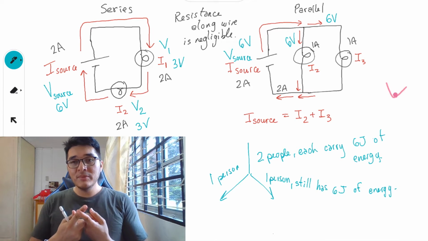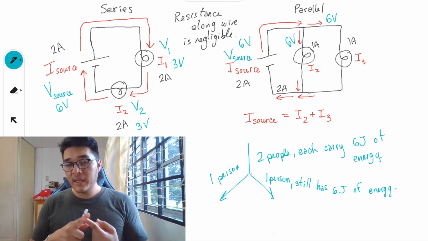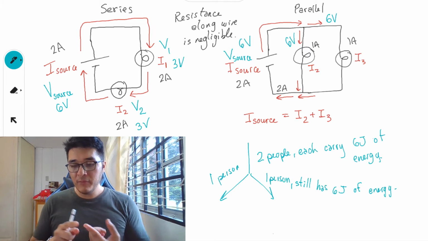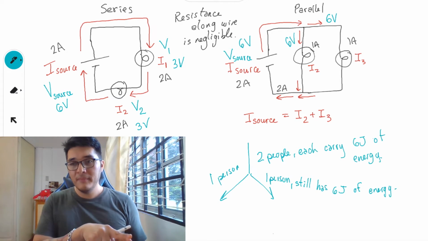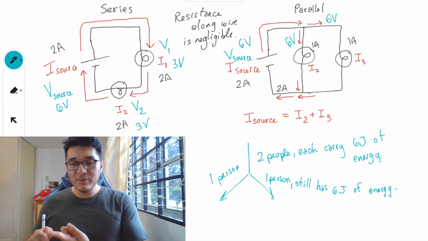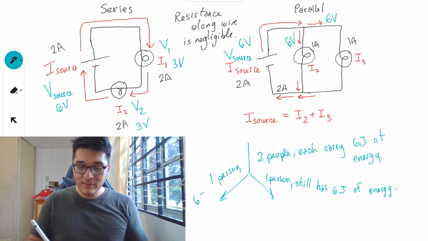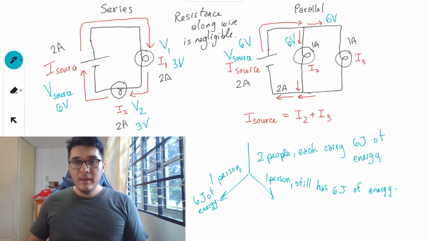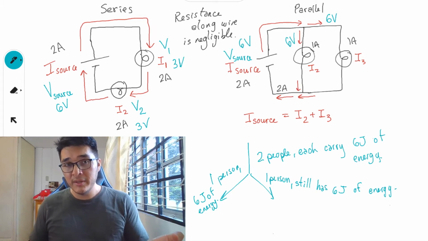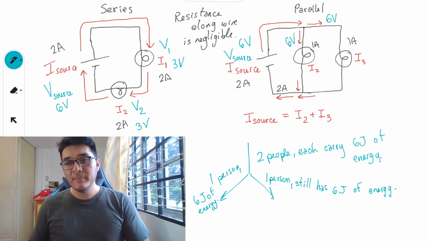So remember, coulombs you could think of like people, because they're carrying that energy. Each one is carrying 6 joules of energy. If one person goes through one path, how much energy are they still carrying with them? 6 joules. And the other person was still carrying 6 joules of energy. Does that make sense? Because remember, the charges are the energy carriers, and all current measures is how many carriers go through one branch over the other.